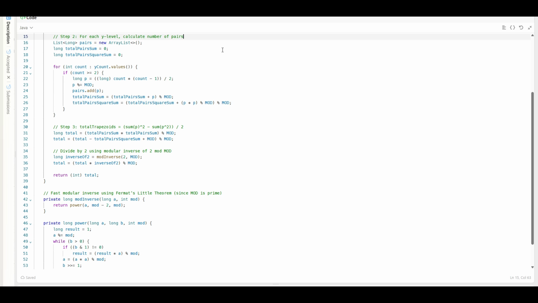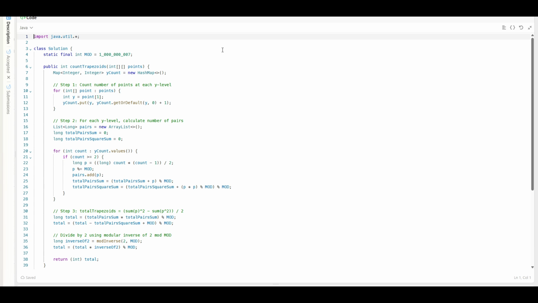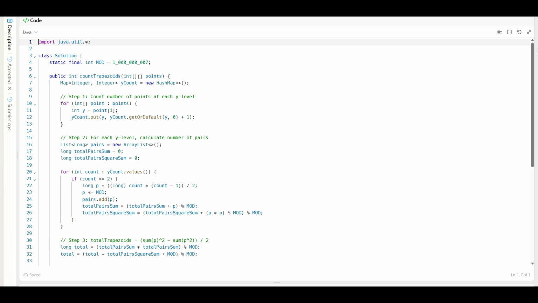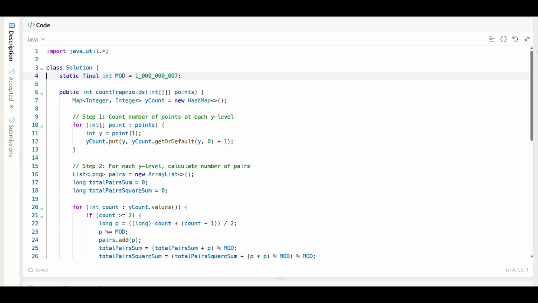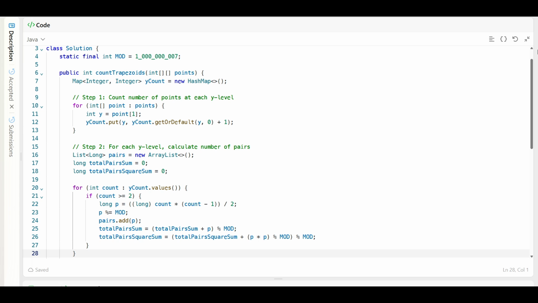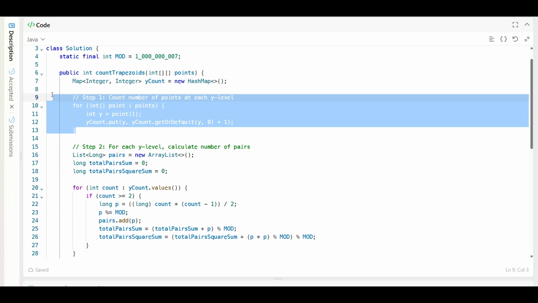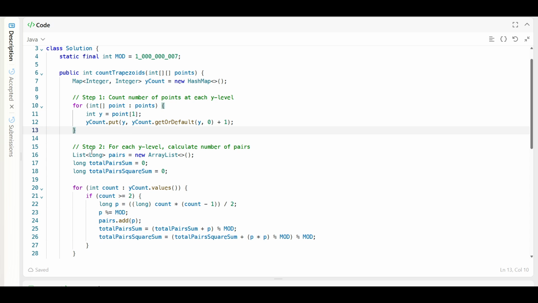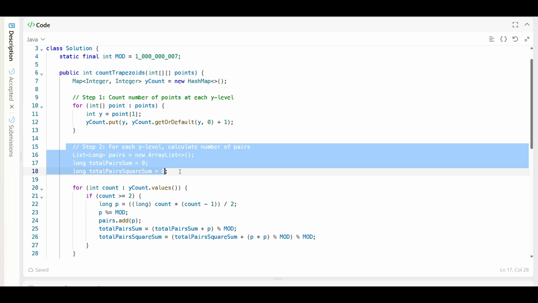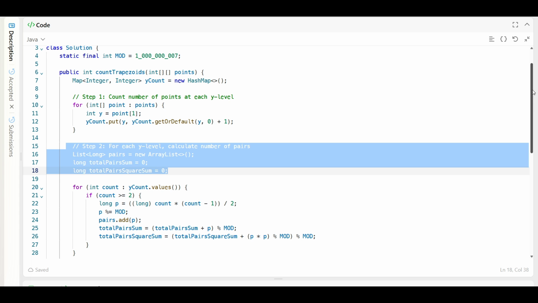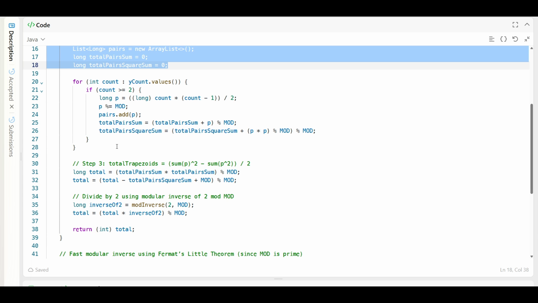Okay, so as you can see, let me zoom in a little bit. The very first step is to count the number of points at each level, right? And then you have to find the pairs. You have to calculate the number of pairs, and it's very easy.